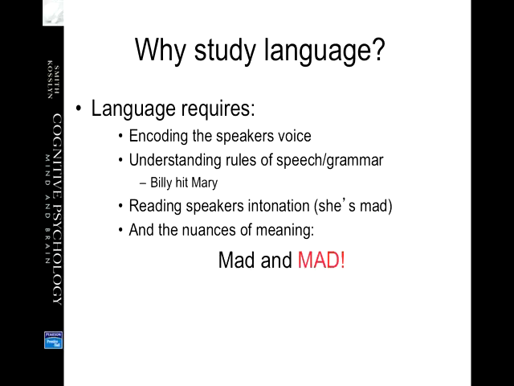Okay. So when you're processing language, it requires you to encode the speaker's voice, and so that's in your temporal lobes. The rules of speech, so a lot of grammar issues. So if I say Billy hit Mary, because we're listening to English, word order is one of the most important things that we do. So I know Billy's doing the hitting rather than Mary because of the order of the sentence. Intonation, so when someone said, oh, they're mad, versus, oh, they're mad, they're crazy, right? And the nuances of meaning. So mad can have several different types of meaning, like the Cheshire cat saying we're all mad, a little mad around here.